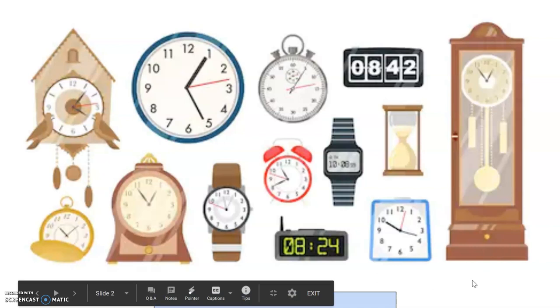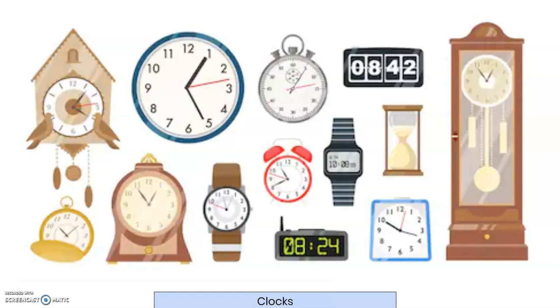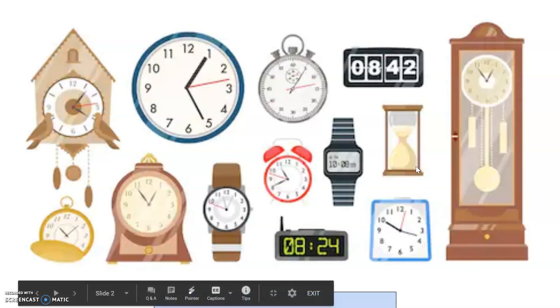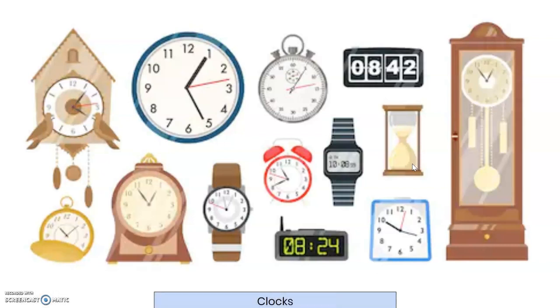But look at all those clocks. What do they all have in common? You can talk to somebody that's next to you, or you can even say it out loud. Did anybody notice this clock? Wow, look at that. It's so different. What is different about it? You're right. It doesn't have any numbers or any hands on it, but it still does tell time. You might have seen a timer like this maybe in a game that you've played before.